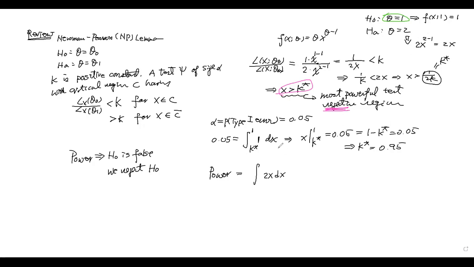I'm rejecting, and the rejection region is x greater than k star. And we just figured out a while ago that k star is equal to 0.95. So the integral goes from 0.95 to 1. This will be a very simple integration, just x squared from 0.95 to 1. So now you substitute, and I'm getting 0.0975. So the power for this test here is 0.0975.